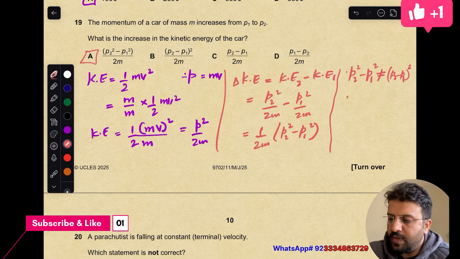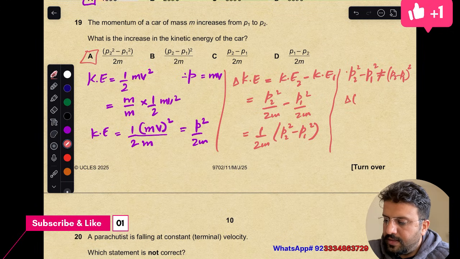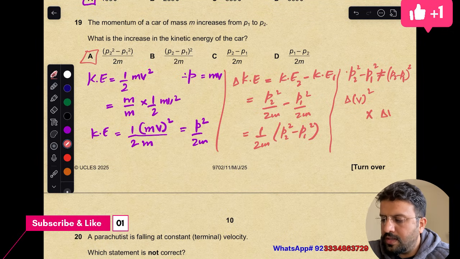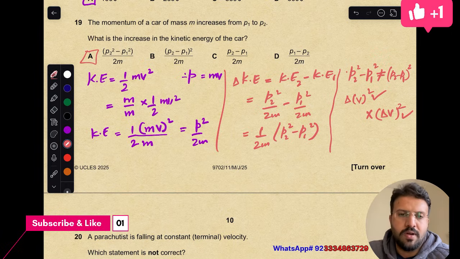Okay, you don't have to take its change first. This thing is like this. You first have to take the square, then you have to take the change, not in a way that you find the change first and take the square. This is right, this is wrong.